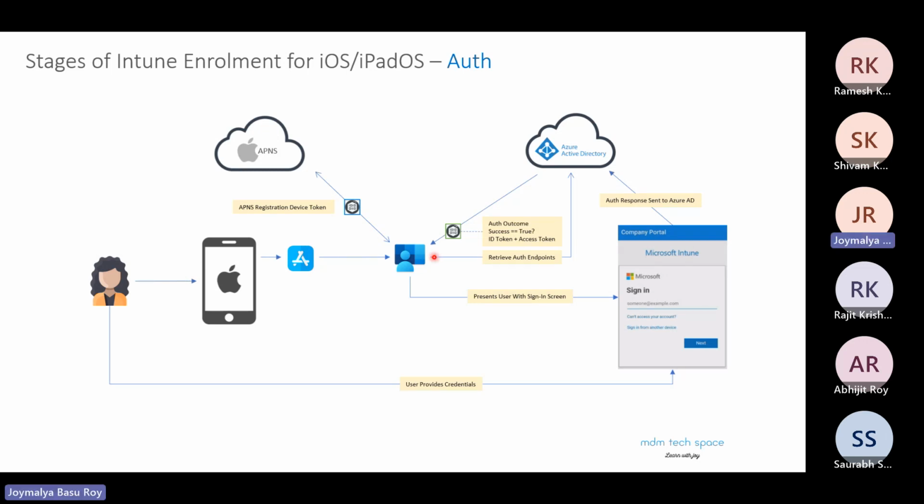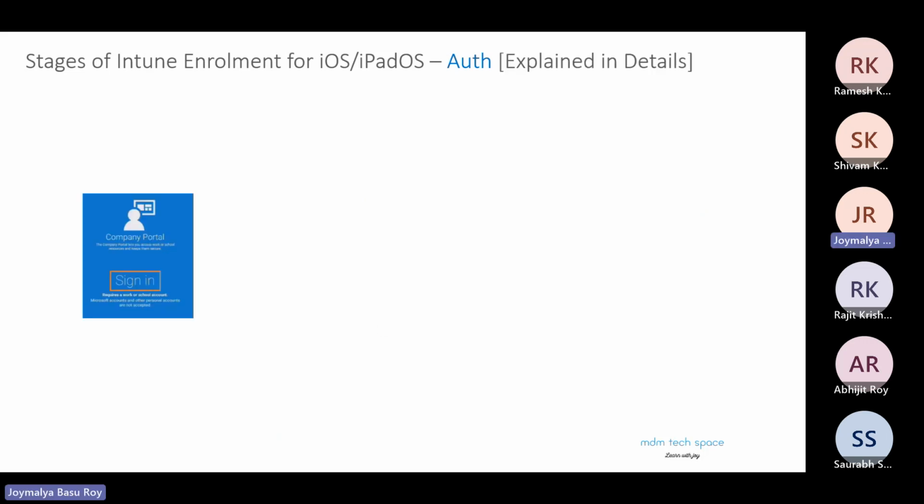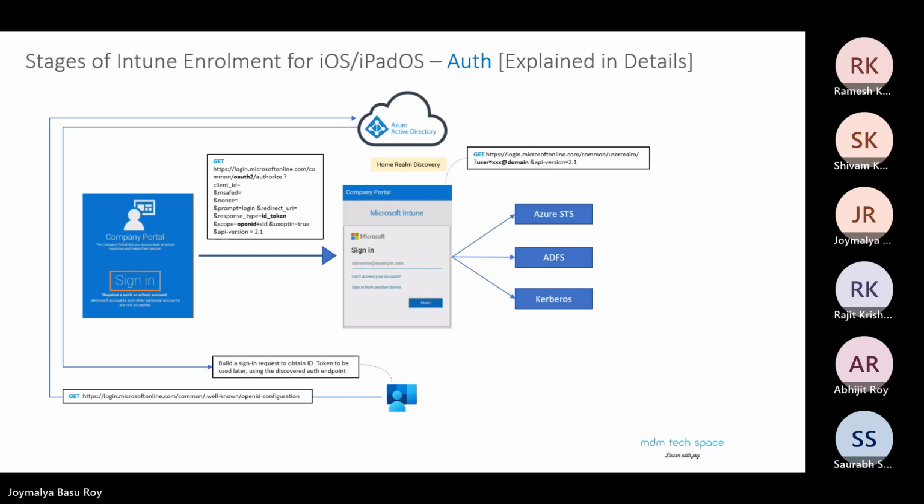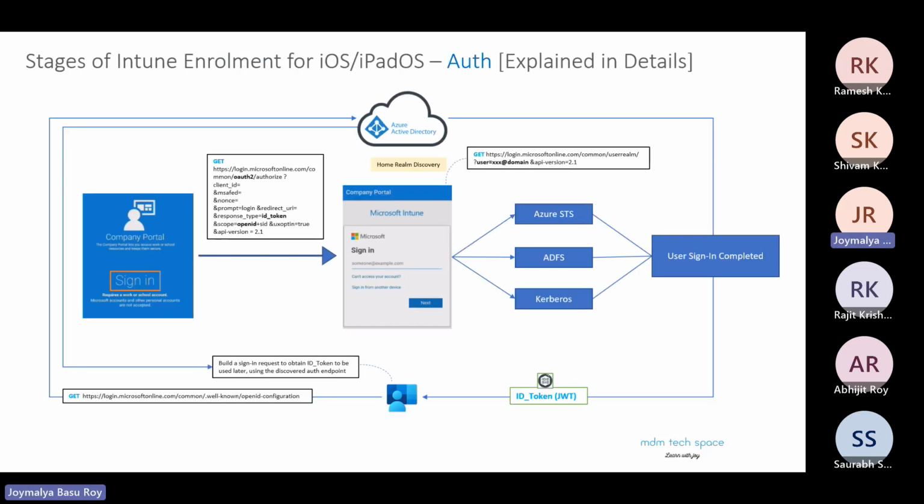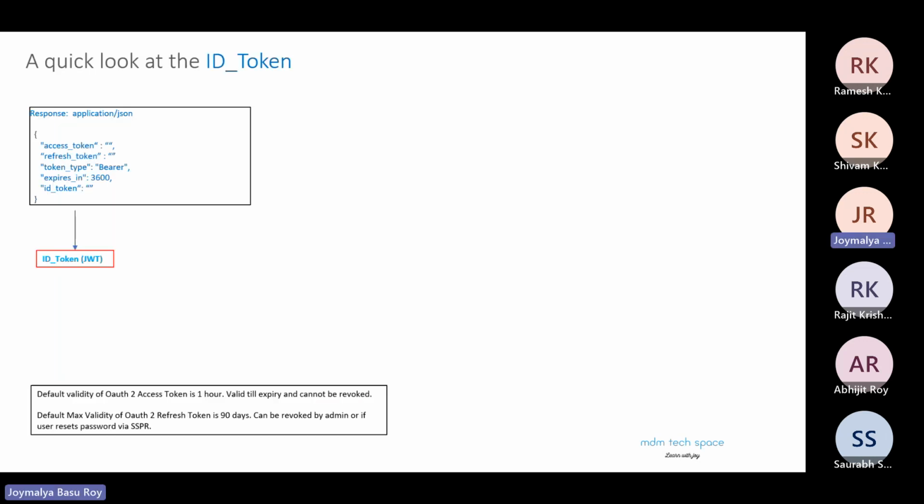Next is authentication. Authentication is fine, so we get an ID token back, right? So from here on, how the ID token looks like is this. This is what the ID token looks like. It has the access token. It also has a refresh token. It's a bearer token. What do you mean by a bearer?